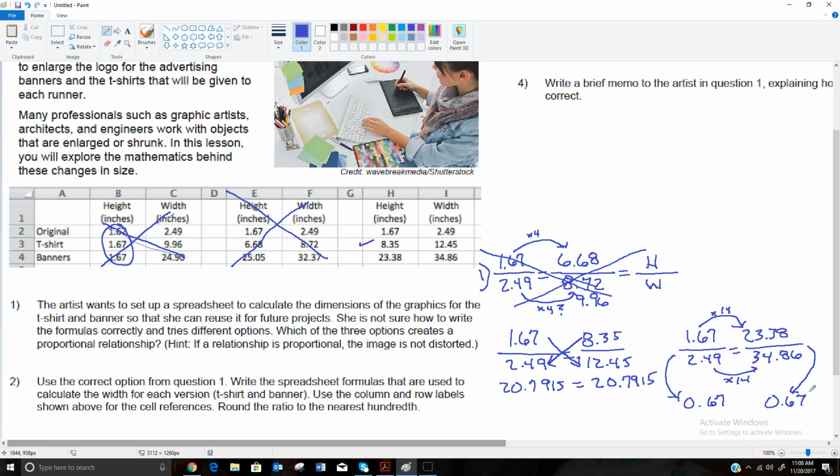So any of those three ways is perfectly fine, and whichever one makes most sense to you is perfectly fine to use. So you could see what did it get multiplied by and see if it's the same thing. You can cross multiply and see if you get the same numbers, or you could take the top divided by the bottom, top divided by bottom, and you should get the same numbers.